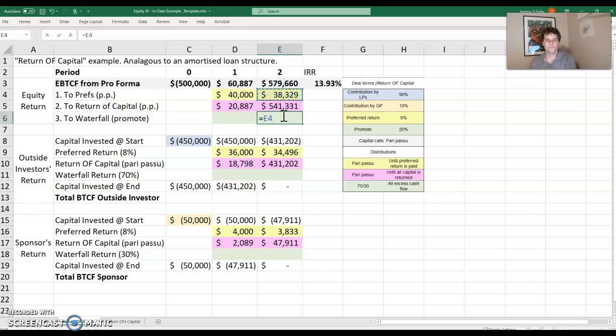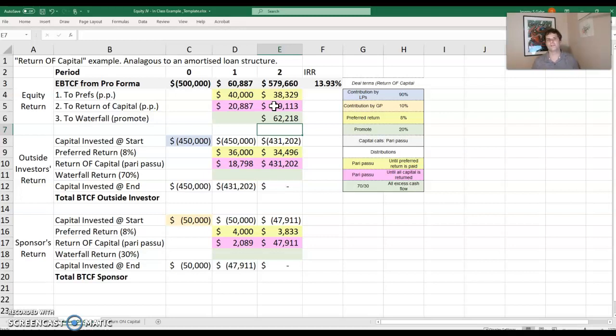So we are now, let me make sure that this adds up. Always a good idea to do this. So now we have $579,000 less the pref, less our return of capital. So we have a waterfall. So this $62,000 is now distributed based on the promote agreement.